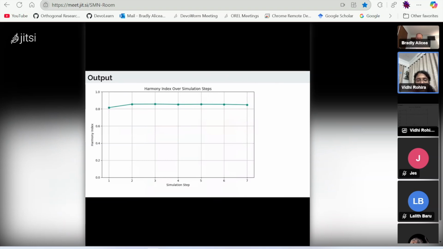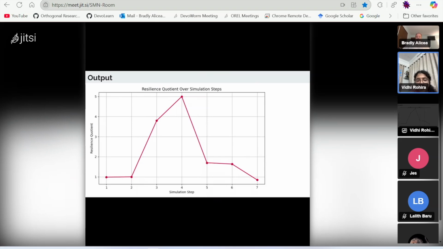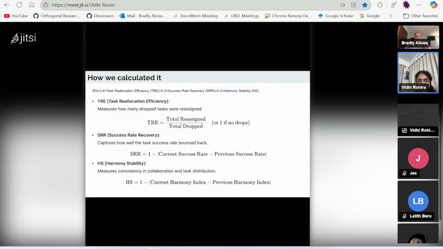Okay, so this is the harmony index, and after a few steps, it increases and goes beyond 0.8, but it never goes above 0.9 because that's close to perfect. And we have the resonance quotient. If the resonance quotient is close to 1, if we maximize each of these, that means the resonance quotient is high. That means it has a high task reallocation efficiency, success rate recovery, and harmony stability.